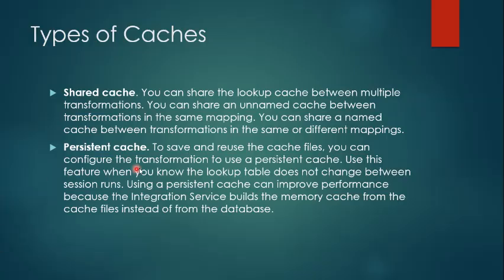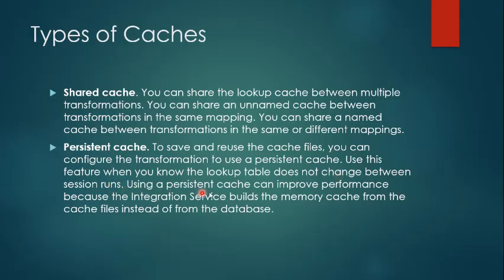What is the persistent cache? Persistence is just to save and reuse the cache file. You can configure the transformation to use a persistent cache when you know the lookup table doesn't change between session runs. This completely depends on the condition. You already know that the data is not going to change during the mapping process.